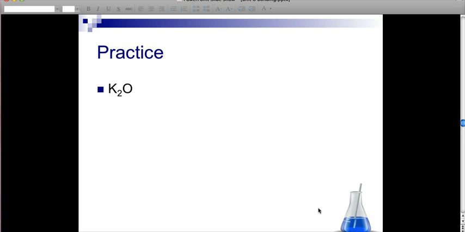So we'll practice with K2O. Potassium does not have more than one oxidation number, so it is just potassium oxide. The oxygen changes to oxide, indicating that it is bonded. Another one is CaBr2. Ca is calcium, and Br is bromine, and since it is bonded, we change it to bromide.